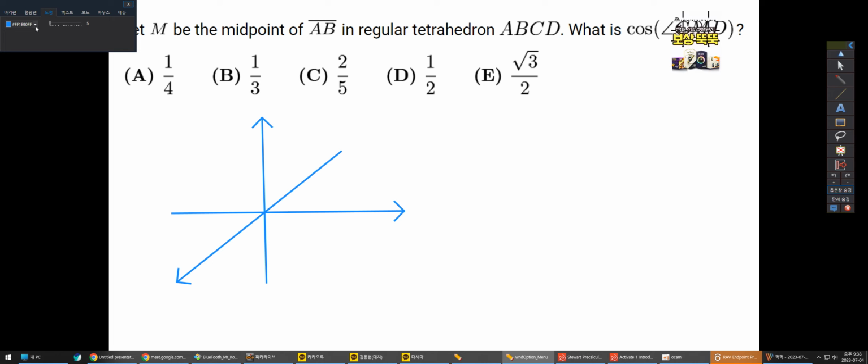How can I change the color of this? Like this.